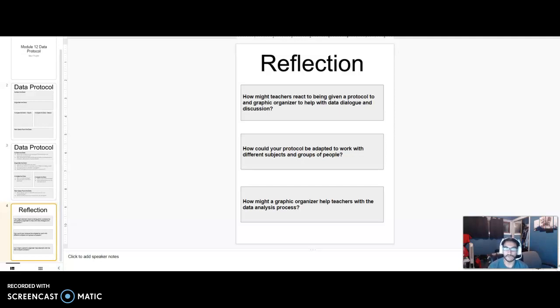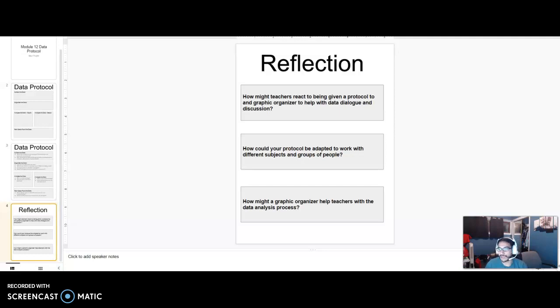And then for how could your protocol be adapted to work with different subjects and groups of people, this protocol could work with any subject or group of people. It's just who's looking at the data and how it can fit into different situations.